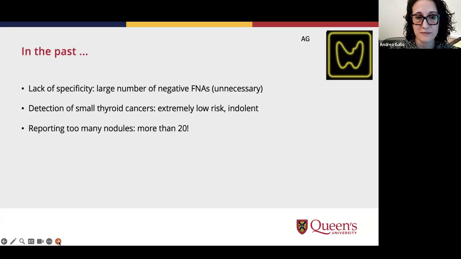Next slide. In the past, it was very complicated, with a lot of negative FNAs and unnecessary procedures. So the specificity was quite low. The detection of small cancers was also low. There were complicated reports, as Russell mentioned, with too many nodules described in each report. So this definitely appeared as a necessity to improve the detection and the reporting of the thyroid ultrasound. Next slide.